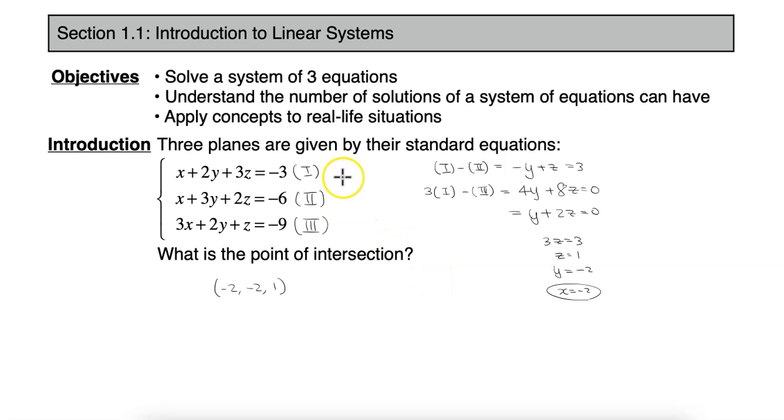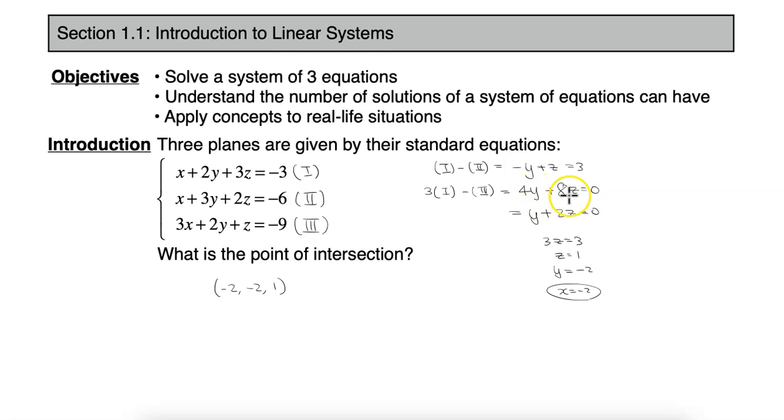To figure this out, we solve this. We can use addition or we can use elimination. Here we're using addition, so equation 1 minus equation 2 yields -y plus z equals 3. But if I do 3 times equation 1 minus equation 3, I get 4y plus 8z equals 0. And that allowed us to completely eliminate the x from the equations, and now we have a system of 2 equations with 2 variables. So we can once again use elimination.